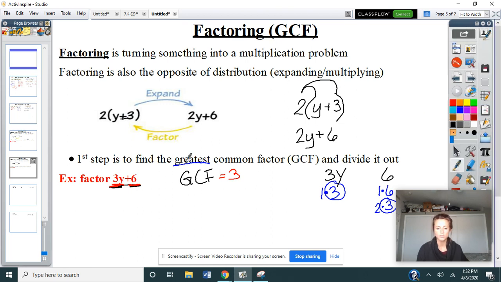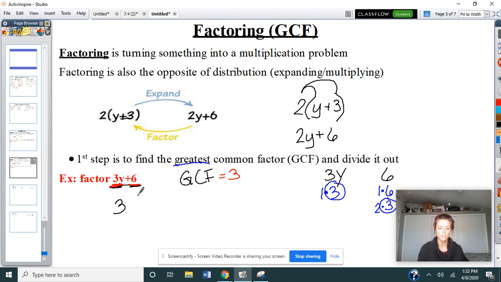So we're going to take that GCF and factor it out, which means turn it into a multiplication problem. So we're going to put 3 and parentheses, because we're turning it into a multiplication problem, and we're dividing it out. 3y divided by 3: 3 divided by 3 is just 1. Are we pulling out the y? No, so we're going to leave the y right there. Now we're going to divide 6 by 3, and 6 divided by 3 is positive 2. So that is factoring out the GCF.